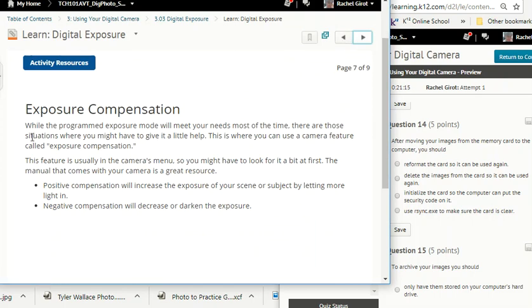Exposure compensation. While the programmed exposure mode will meet your needs most of the time, there are those situations where you might have to give it a little help. This is where you can use a camera feature called exposure compensation. This feature is usually in the camera's menu, so you might have to look for it a bit at first. The manual that comes with your camera is a great resource. Positive compensation will increase the exposure of your scene or subject by letting more light in. Negative compensation will decrease or darken the exposure.